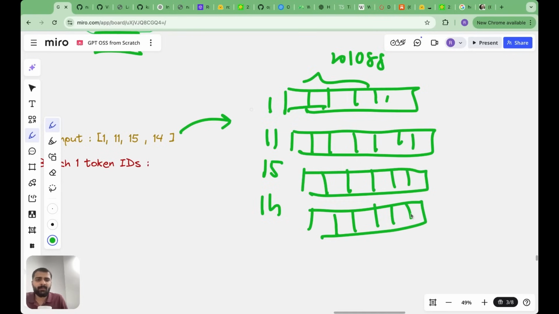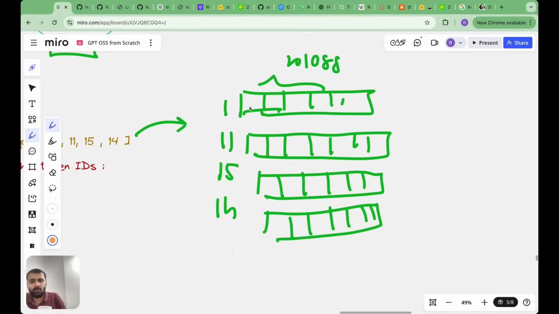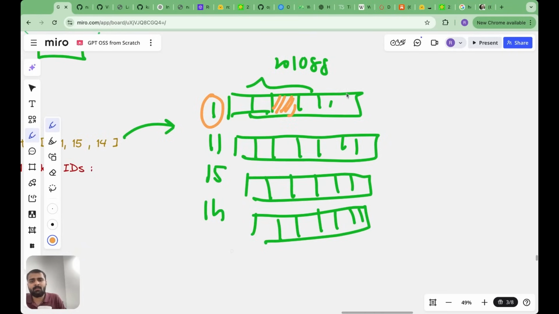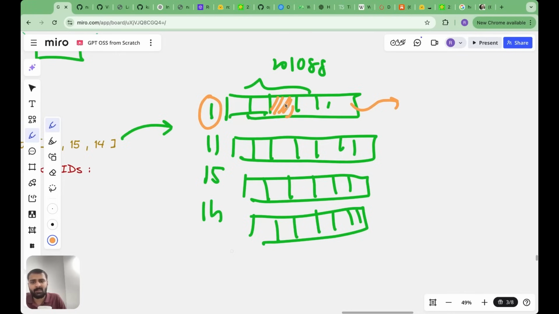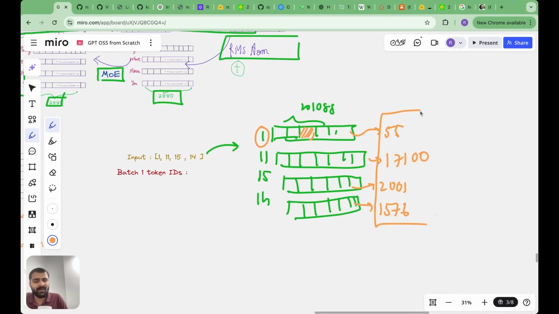So how am I going to predict the next token now? What I'm going to do is look at each row and apply softmax to all of these, and I will take the token ID with the maximum probability. So if the token ID with the maximum probability might be 55, here it might be 17100, here it might be 2001, and here it might be 1576, right? So this is my LLM prediction right now.